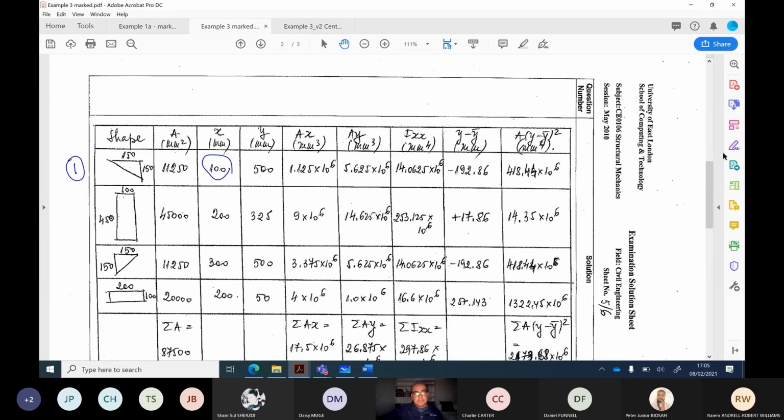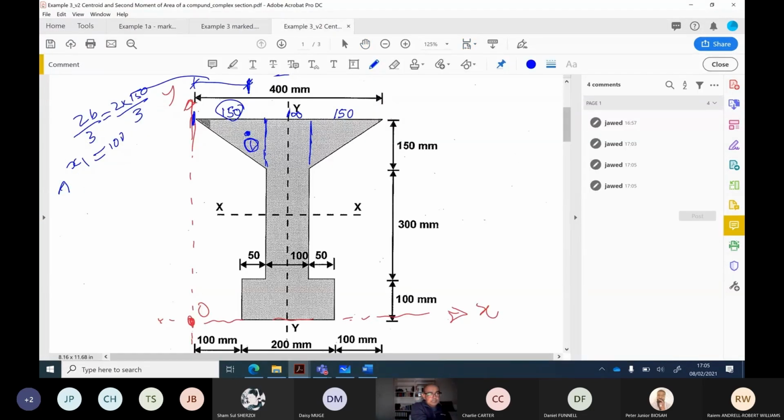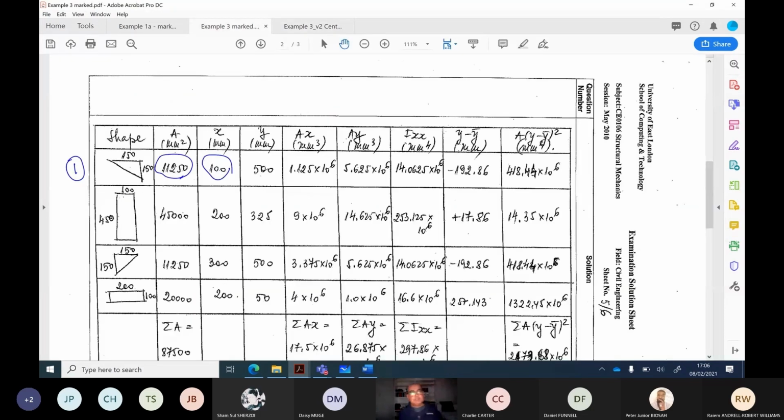And how do I get my area A1? So A1 is a triangle. So it would be half base into altitude. Base is 150 and its altitude here is 150 as well. So half of 150 into 150. It is 11250. Now this is where A1 comes from.